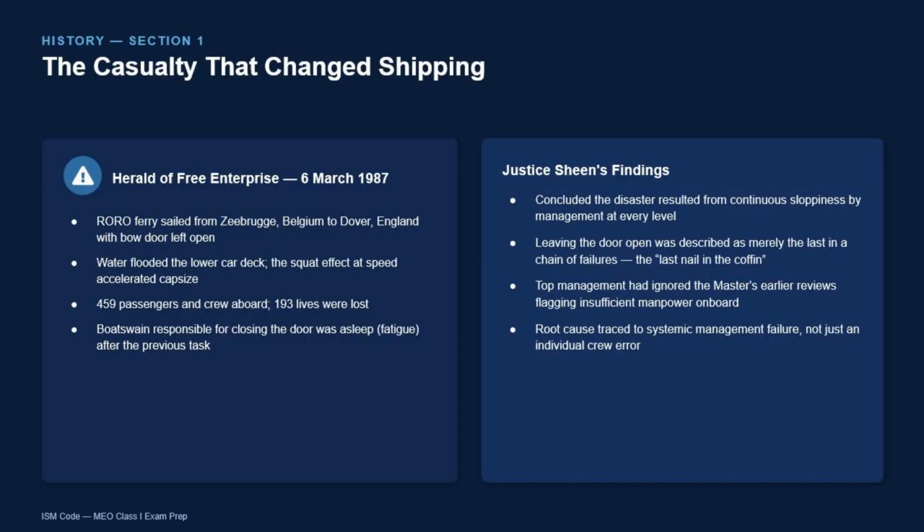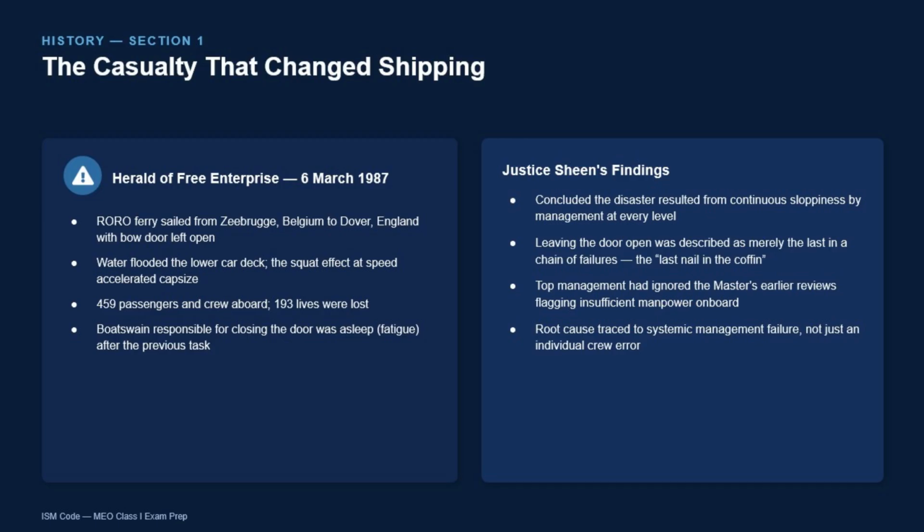Slide 4. The casualty that changed shipping. On the 6th of March 1987, the roll-on, roll-off ferry Herald of Free Enterprise departed from Zeebrugge in Belgium for Dover in England. Unfortunately, the bow doors had been left open. As the vessel gathered speed, seawater entered the vehicle deck, causing rapid loss of stability and capsizing. There were 459 passengers and crew on board, and sadly 193 people lost their lives.